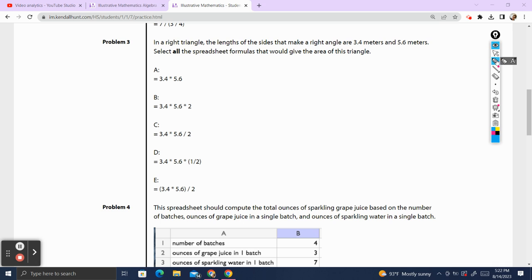In a right triangle, the lengths of the sides that make a right angle are 3.4 meters and 5.6 meters. Select all the spreadsheet formulas that would give the area of the triangle. Now, with triangles, I always draw a picture. We have a right triangle. One side is 3.4 meters. The other side is 5.6 meters. These are the two sides that make a right angle, so I know it's not the hypotenuse. We want the spreadsheet formulas that would give the area of this triangle.